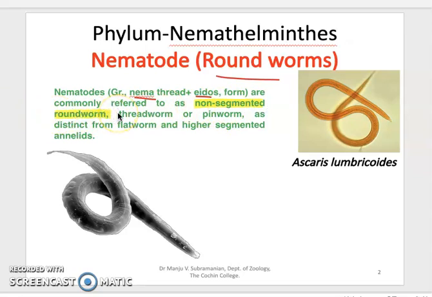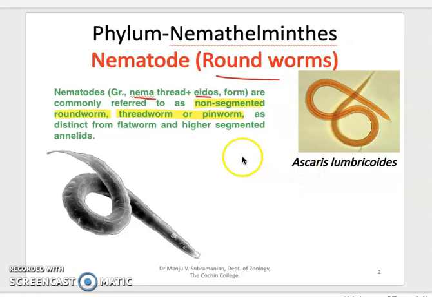A few members are thread-like, so they are called threadworms, or they can be pin-like and called pinworms. They are distinct from the flatworms, which belong to the phylum Platyhelminthes, and they are highly distinguishable from the higher segmented annelids, which come under the next phylum, annelids. We will see that later.